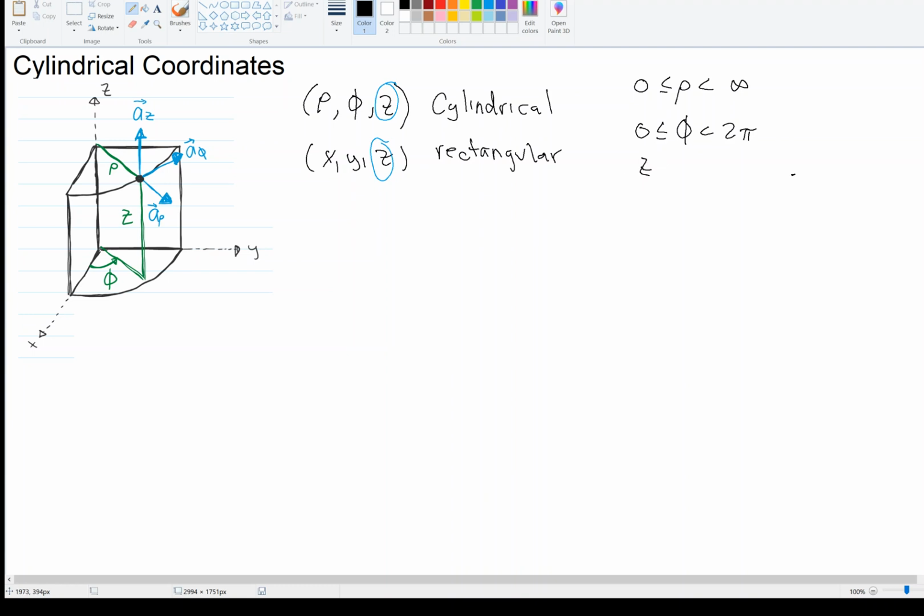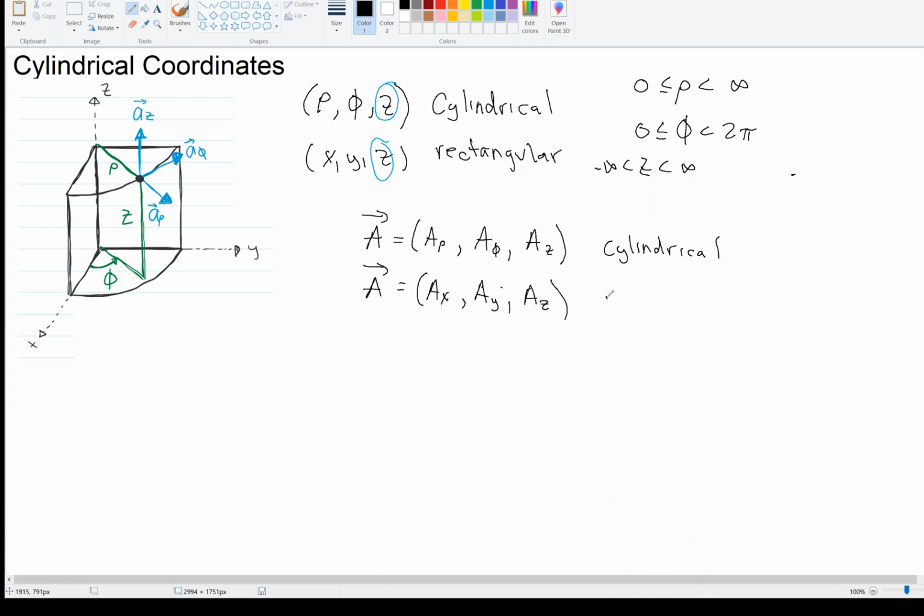And z, again, is this regular old z coordinate, and just like in rectangular form, z can go from minus infinity to positive infinity. In rectangular form, x, y, and z all can go from minus infinity to positive infinity, as you know from dealing with rectangular form quite a bit. And so in cylindrical coordinates, we can represent a vector A with these three numbers, right? With their components, we would say that it would be A rho. So A rho is the component along the rho direction, A phi is the component along the phi direction, and then A z is the component in the z direction, so this would be cylindrical. Just like in rectangular form, we could represent that same vector as its component in the x direction, its component in the y direction, and its component in the z direction.